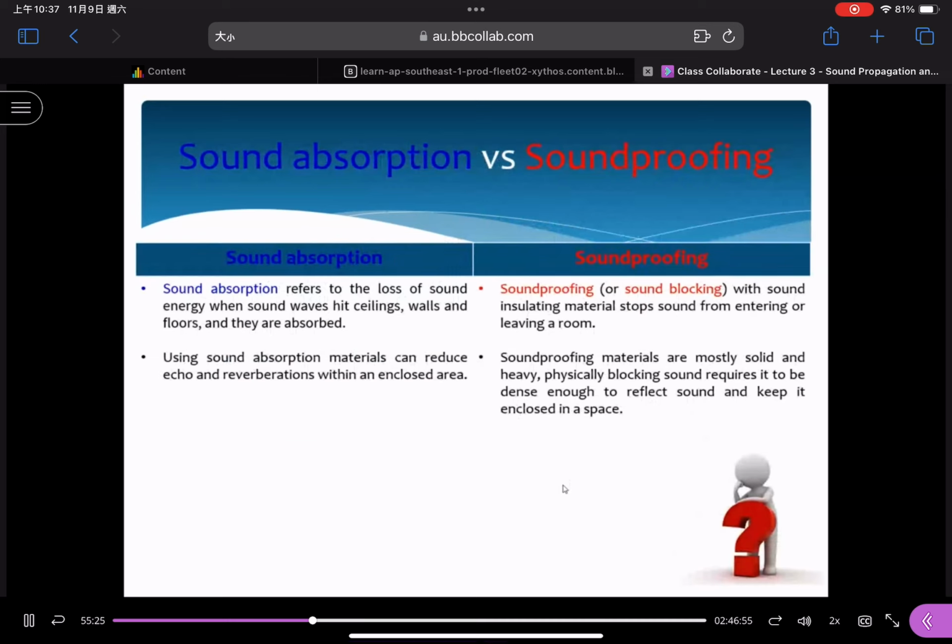Sound absorption and soundproofing. In the past, many people were confused about these two terms. Sound absorption refers to the loss of energy when sound waves hit ceilings, walls, and floors and are absorbed. The sound effects can be absorbed. We use sound absorption materials to absorb the reverberation effects.